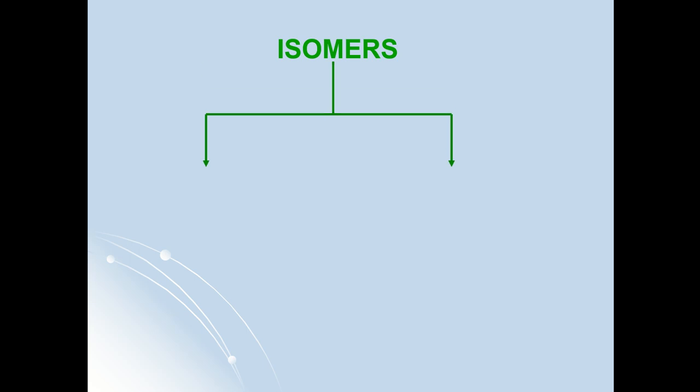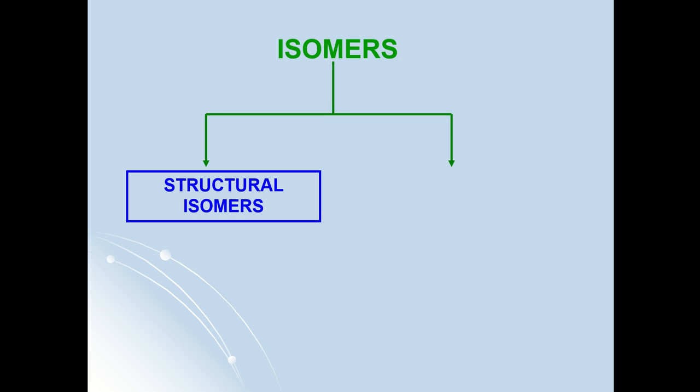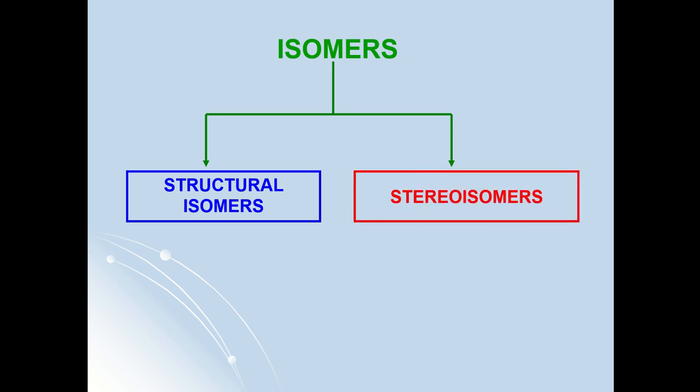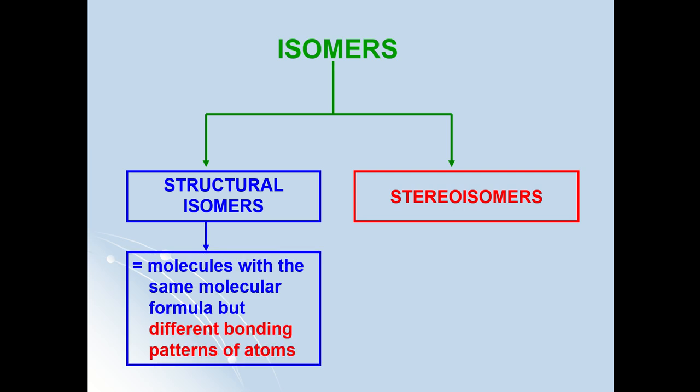So let's look at isomers now at AS level chemistry. You have to know about structural isomers, those are the isomers that I've already spoken about, and you also have to know about stereoisomers. Stereoisomers are EZ isomerism and cis trans, and they're covered in another video. So we're going to dedicate this video to looking at structural isomerism.